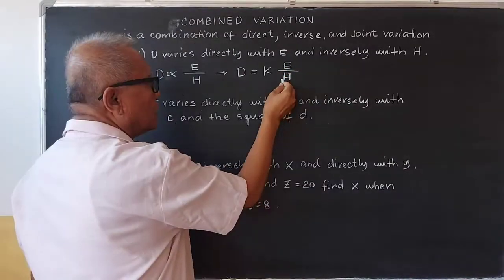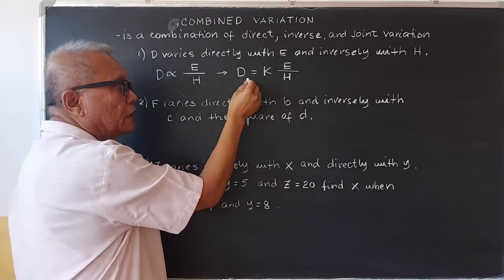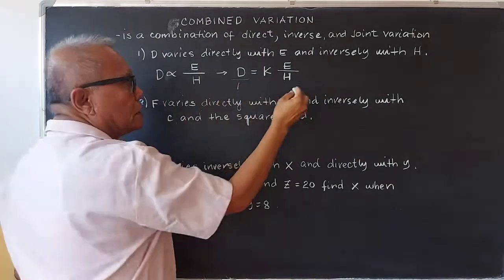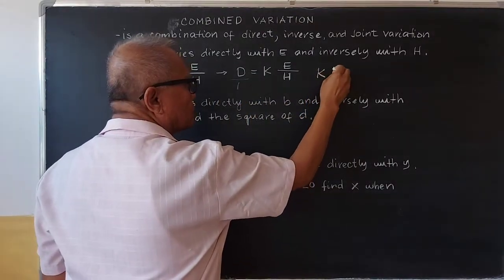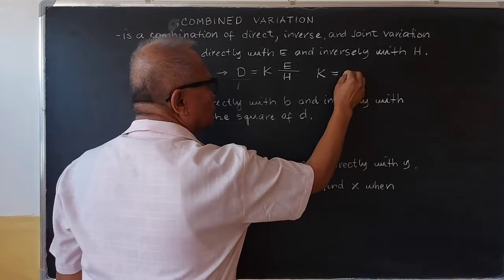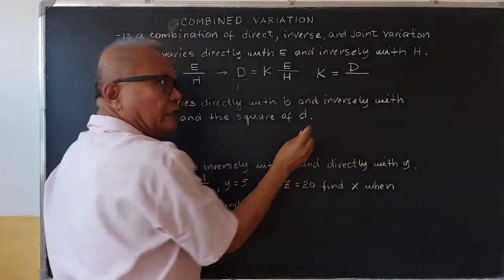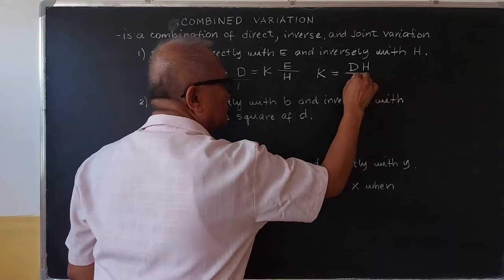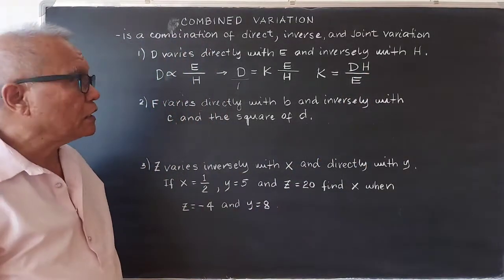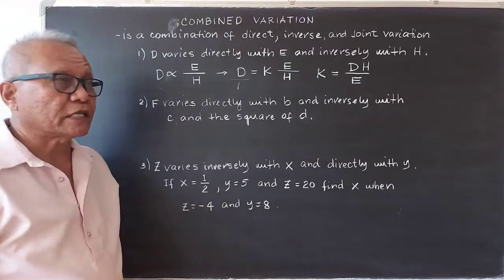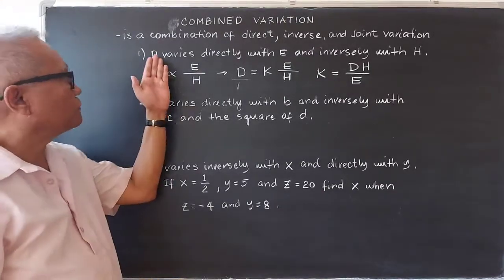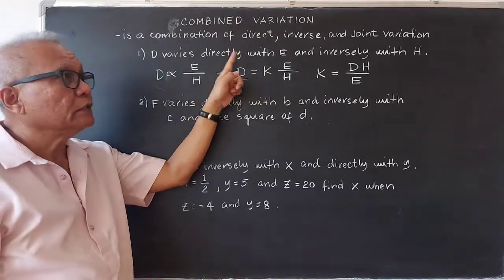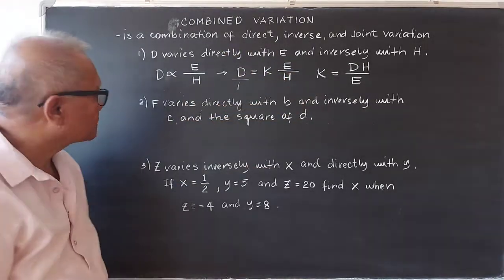We solve for K, we multiply H to D and multiply E down here. So our K here, the constant of variation, is equal to D times H over E. That is our variation constant K. So we have that number one, the joint between the direct and the inverse.